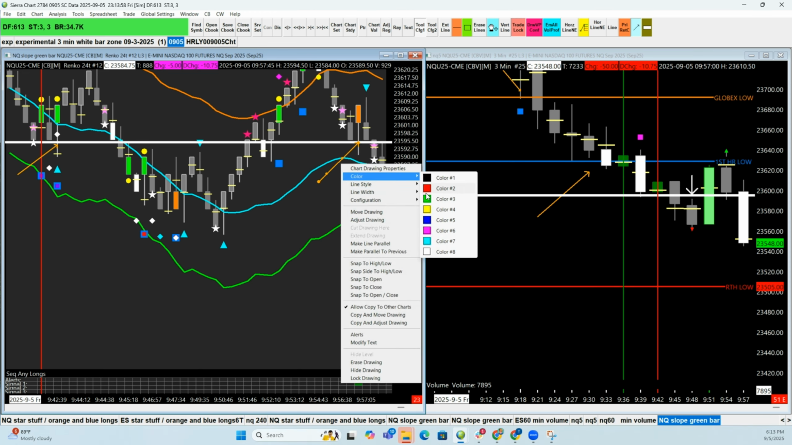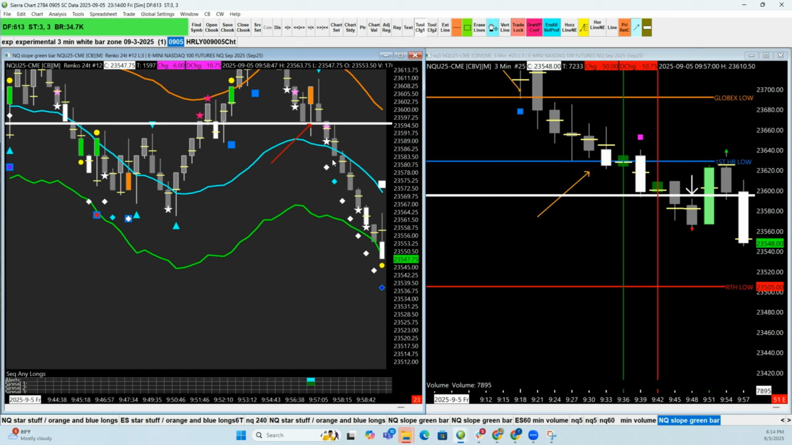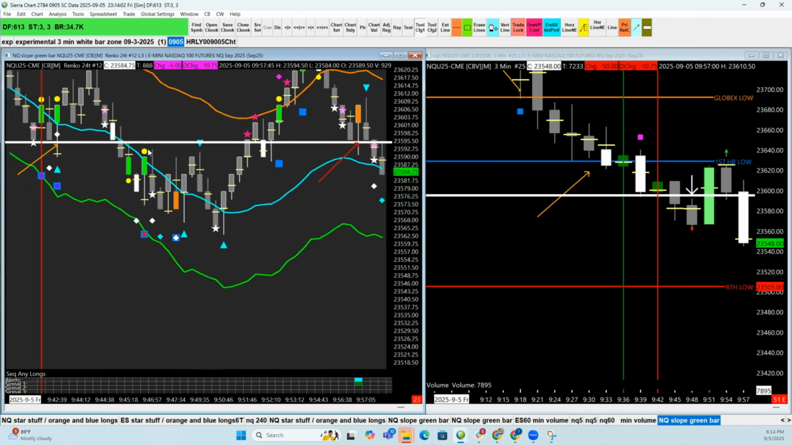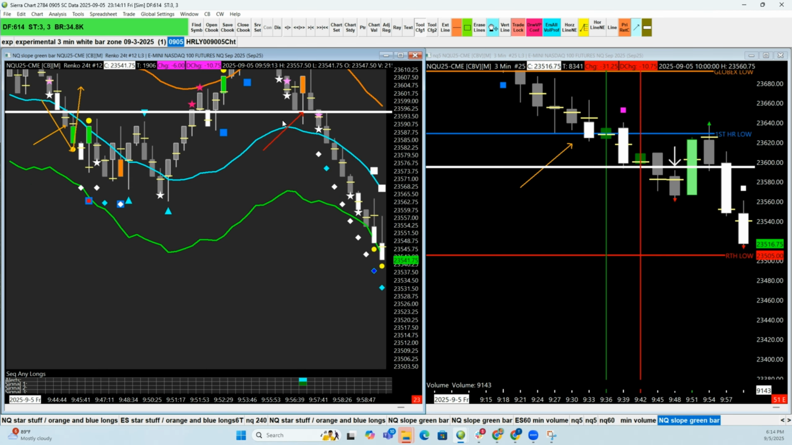I don't think I would have taken that in that particular situation, because what I wanted to do is come underneath. So the way I wanted to do it is to get a physical close underneath and come back through, right? But technically that went underneath and came back through, so we'll count that as a loss.